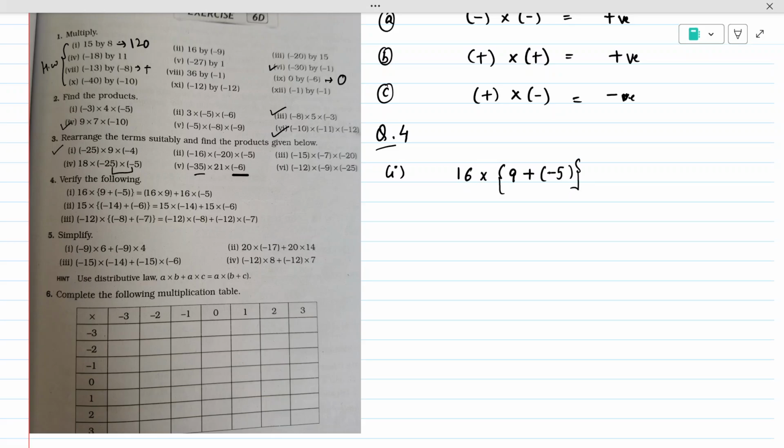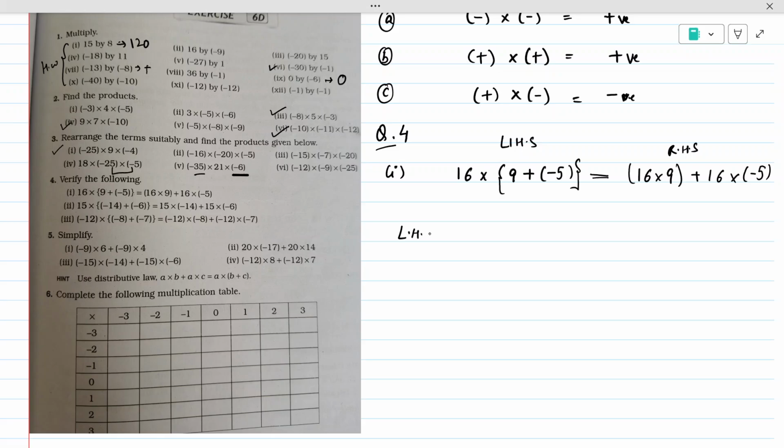It says that the answer of this whole expression is equal to the answer of 16 multiplied by 9 plus 16 into minus 5. So this is given to us. This is the equal sign. This is the left hand side and this is the right hand side of the equal sign. Let's pick the LHS together.